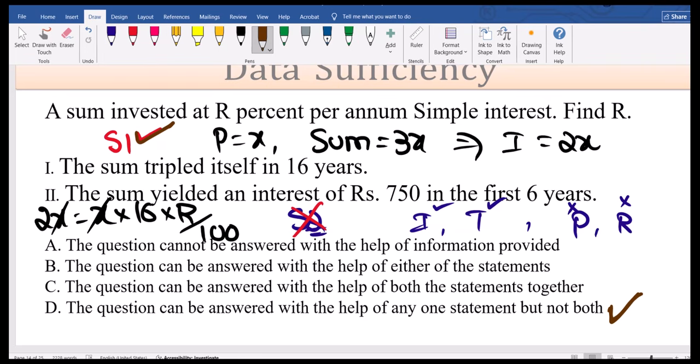No need of I equals PTR by 100 also. Rate of interest is how much profit per year, how much increase per year. Rate of interest is basically that. How much interest percentage increases per year. Triple means 200% increase over 16 years, but for 1 year I can say 12.5%. That's why we can go for any one statement. Statement one alone, okay.